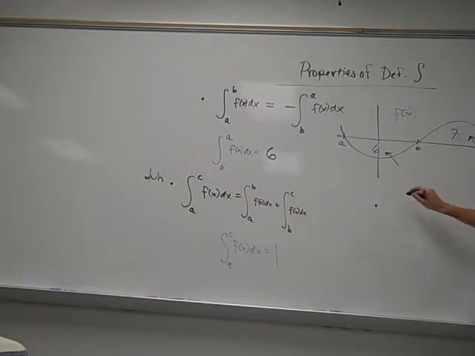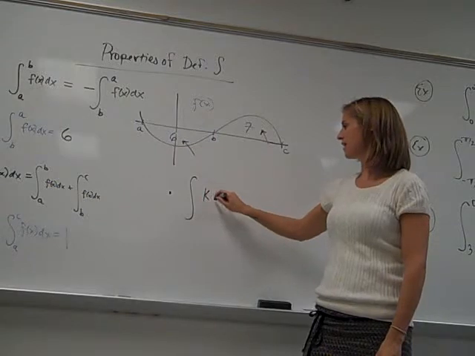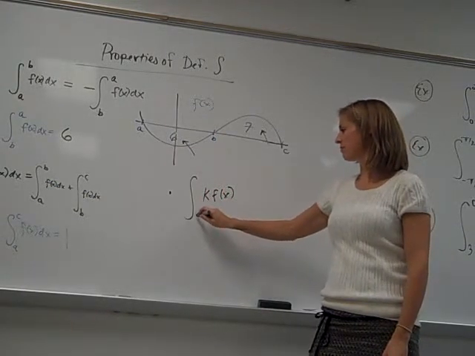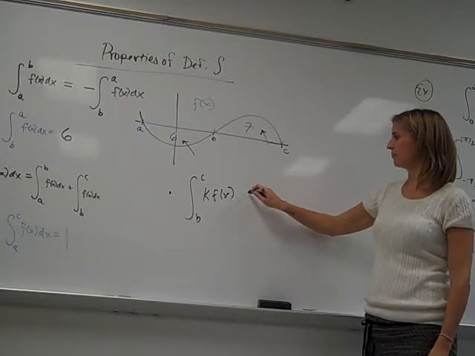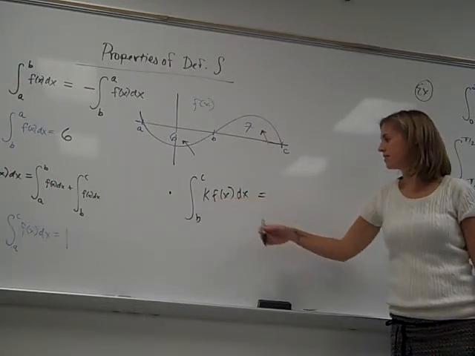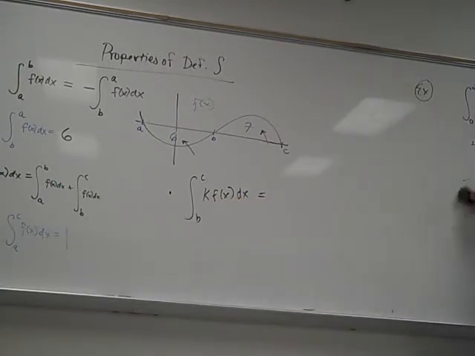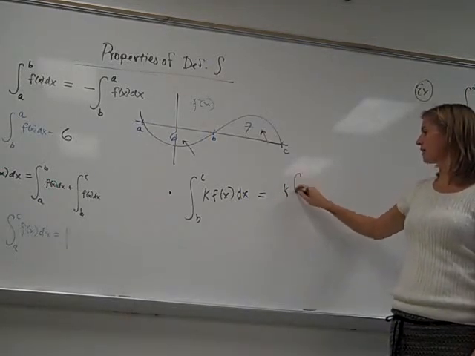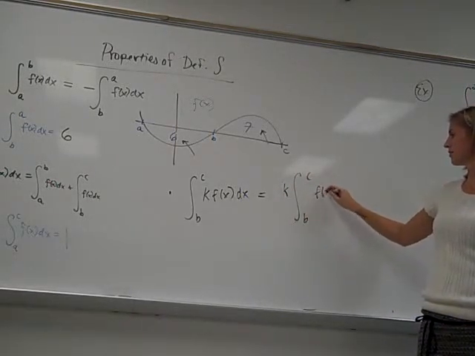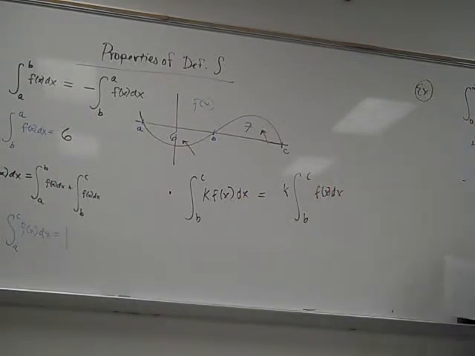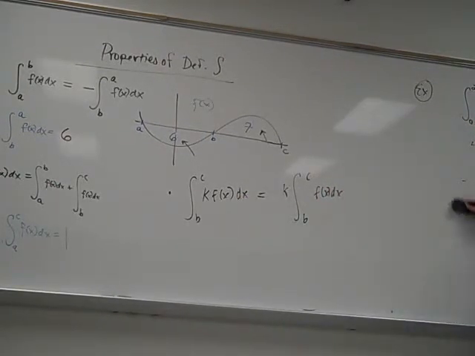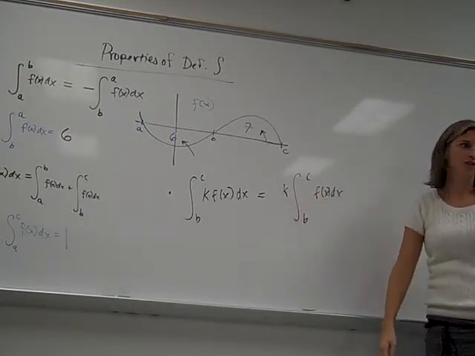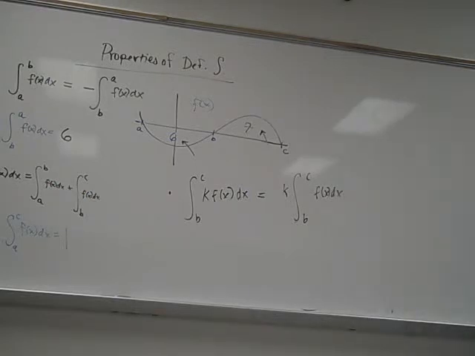Also, this one's kind of silly, but whatever. If I have the integral of k times f of x, let's say from b to c. If I have a constant in front of my function, that constant can come out to the front. So this can just be k times the integral from b to c. That might not seem helpful now, but it will be later, so we'll be referencing it again. And it's only if you have a constant. If you have two functions multiplied, you can't just pull one out. But if you have a constant, you can pull out that constant.